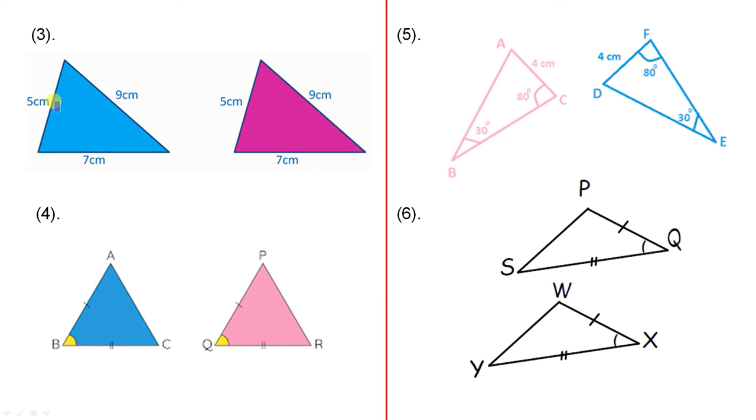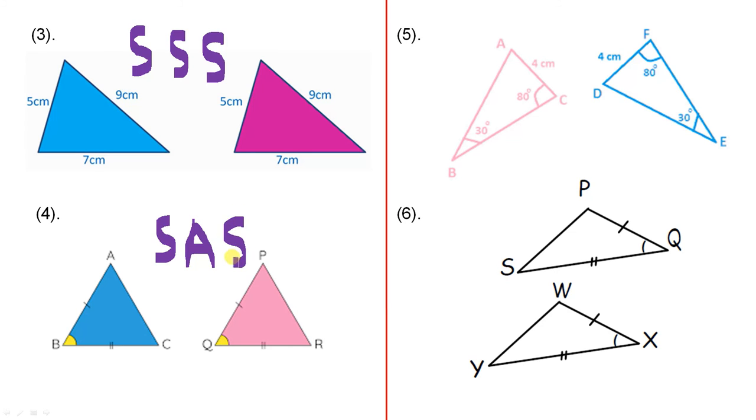Here we have a triangle with three sides, 5, 7, 9, and we've also got 5, 7, 9 here. So that shows us that those two triangles are congruent, and if we remember, SSS, side, side, side. There we go. Over here we've got a side, and an angle, side, side, angle, and the angle is the included angle. So if we remember, side, angle, side. That's the reason they're congruent.